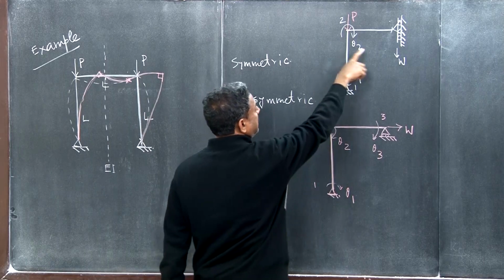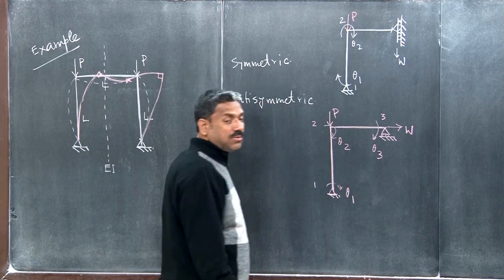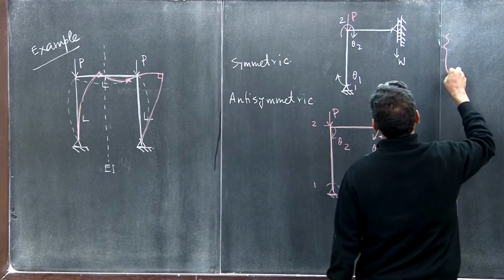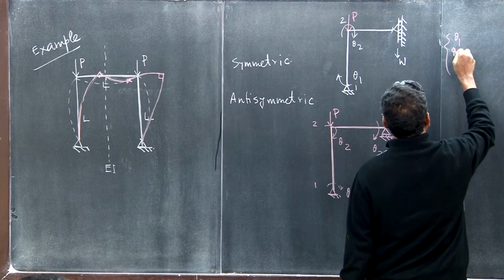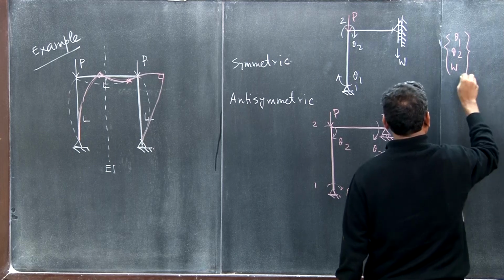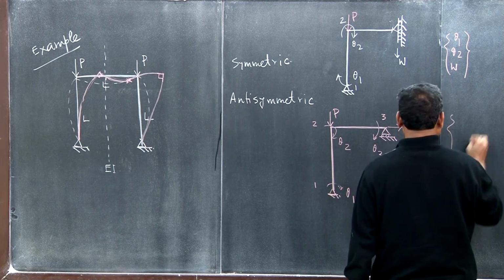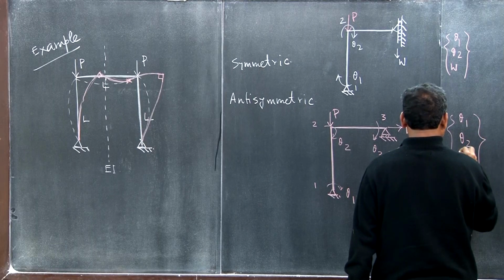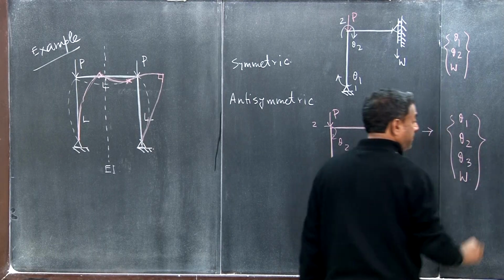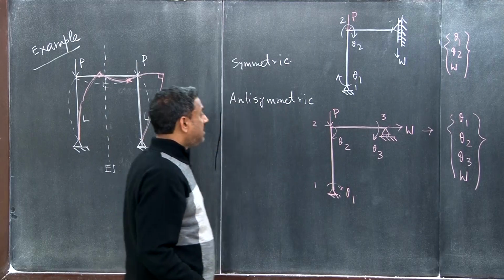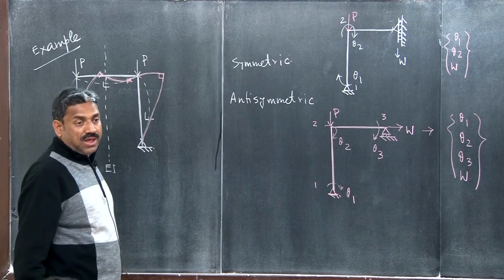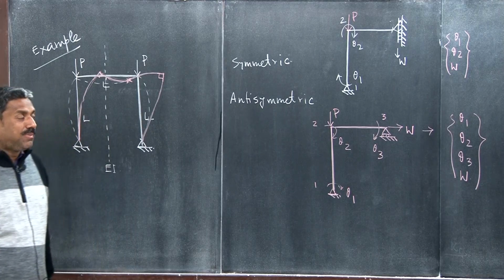So here there are only 3 degrees of freedom, whereas in the antisymmetric mode there will be 4 degrees of freedom. The degrees of freedom of the symmetric mode will be theta 1, theta 2, and W. In the antisymmetric mode they will be theta 1, theta 2, theta 3, and W. Symmetric mode and antisymmetric mode. You see how we can reduce the complexity of the problem.